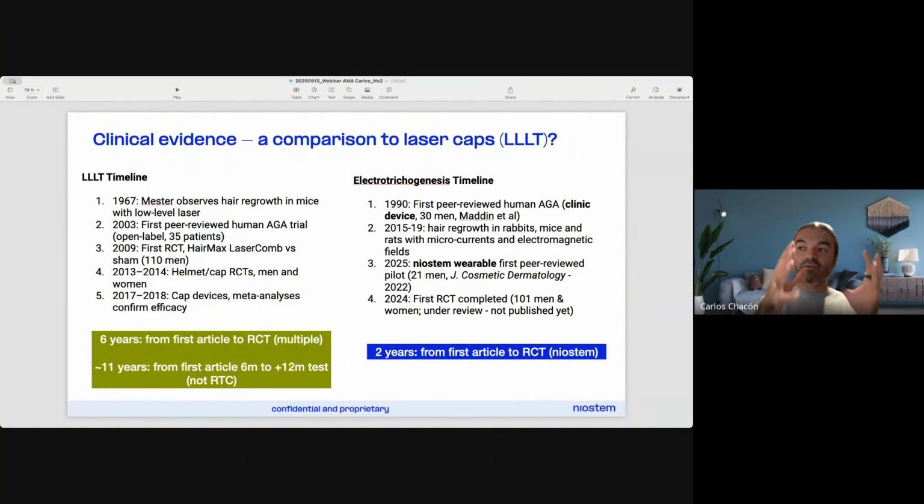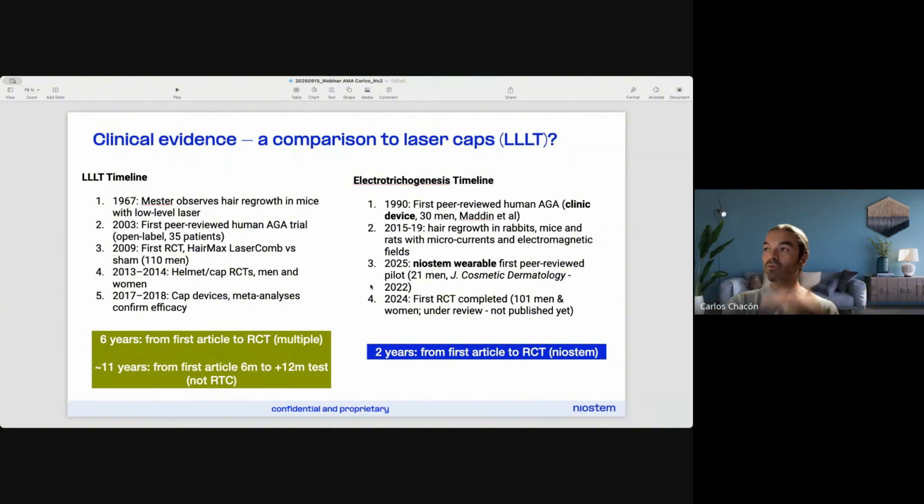Now, having this as a reference, I'm going through the green part now: it is 6 years from the first article to a randomized control trial. And this is done by multiple companies, which normally tend to be bigger than a startup. The second point I wanted to highlight is around 11 years from the first article to a study of 12 months. And there is only one, and it's not a randomized control trial.